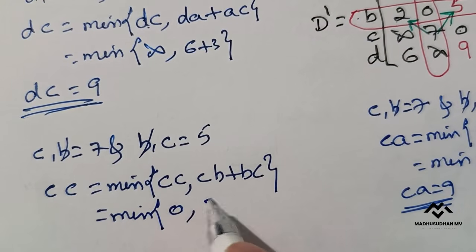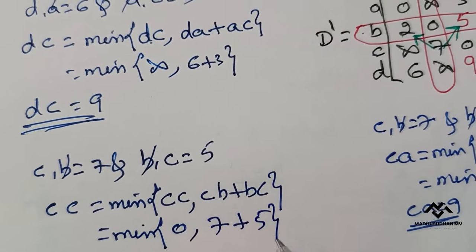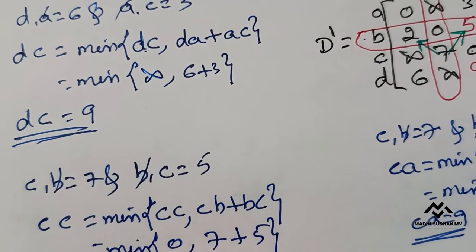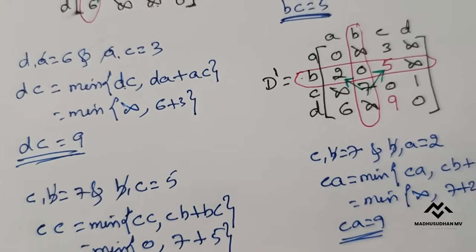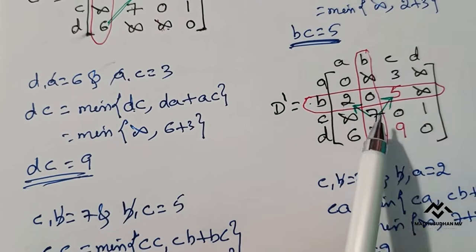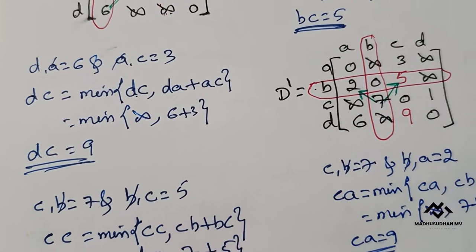C to B is what? 7. B to C is what? 5. So 12. So CC is equal to what? 0, 12, which is minimum 0. So CC is equal to 0. Actually the 0 is, we know that from the vertex to same vertex 0.